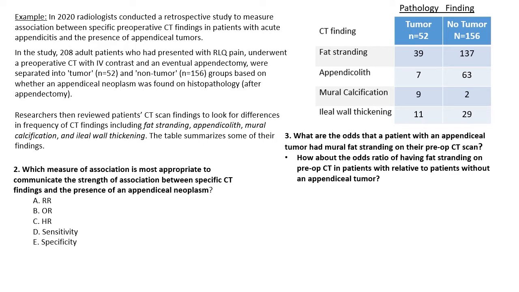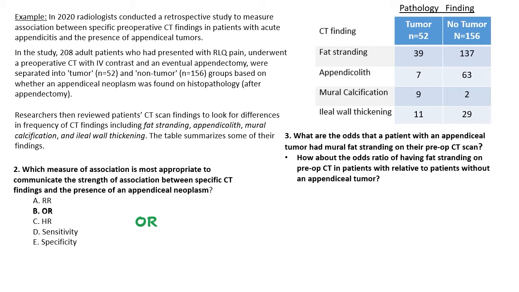Alright, so question 2. Which measure of association is most appropriate to communicate the strength of association between specific CT findings and the presence of an appendiceal tumor? And let's pretend for a second that odds ratio is not the only answer choice we talked about so far in this video. Because this is a case control study, odds ratio is the only reasonable option.